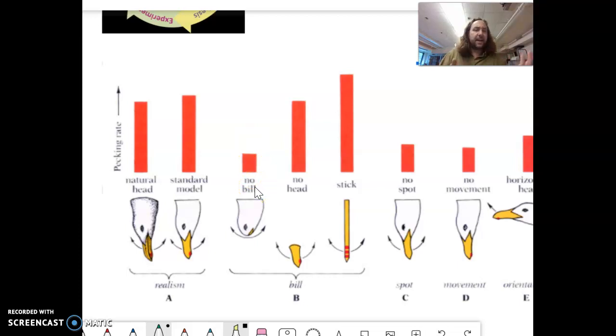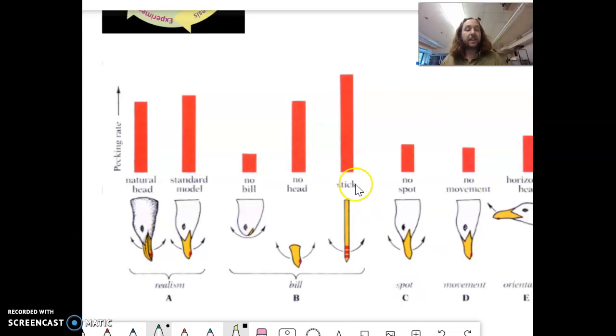So then he kind of asked the opposite question. Well, what about the head? What if it's just a bill? And so he removed the head and he kept the bill. And sure enough, he got about the same amount of pecking as he did when there was a head, as he did when there was its actual mother. And so now he starts to have a bit of an answer to his question, that perhaps it's not the mother, it's not even the head, it's the bill that's the cause, right?